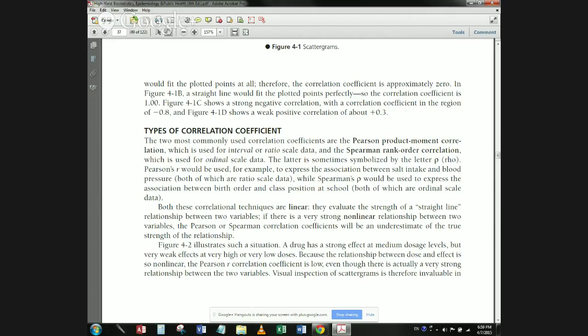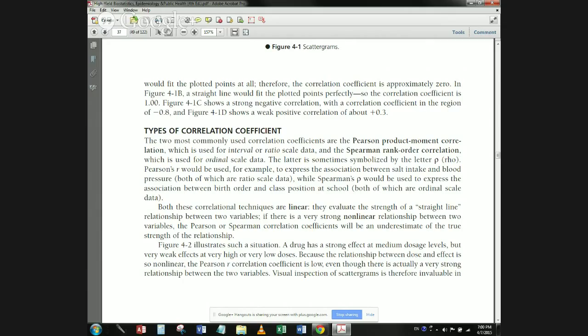If there is a very strong non-linear relationship between two variables, the Pearson or Spearman correlation coefficients will be an underestimate of the true strength of the relationship. Figure 4.2 illustrates such a situation. A drug has a strong effect at medium dosage levels, but very weak effects at very high or very low doses. Because the relationship between dose and effect is so nonlinear, the Pearson R correlation coefficient is low, even though there is actually a very strong relationship between the two variables.